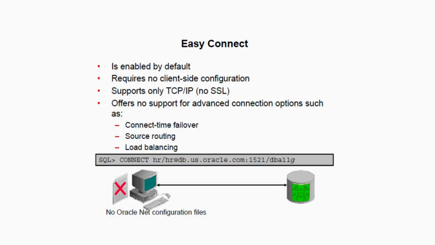With Easy Connect, you supply all information that is required for the Oracle Net connection as part of the connect string. Easy Connect connection strings take the following form: <username>/<password>@<host name>:<listener port>/<service name>. The listener port and service name are optional. If the listener port is not provided, Oracle Net assumes that the default port of 1521 is being used. If the service name is not provided, Oracle Net assumes that the database service name and host name provided in the connect string are identical.